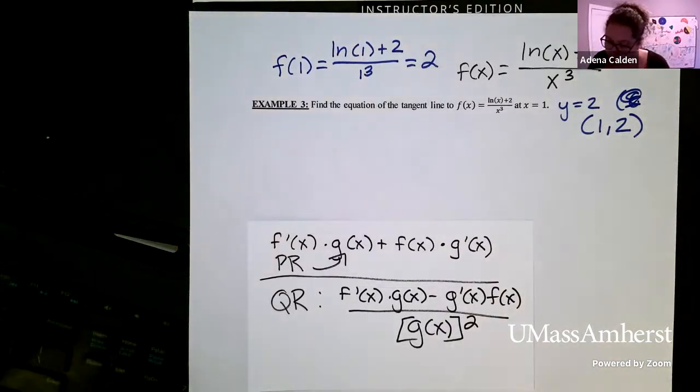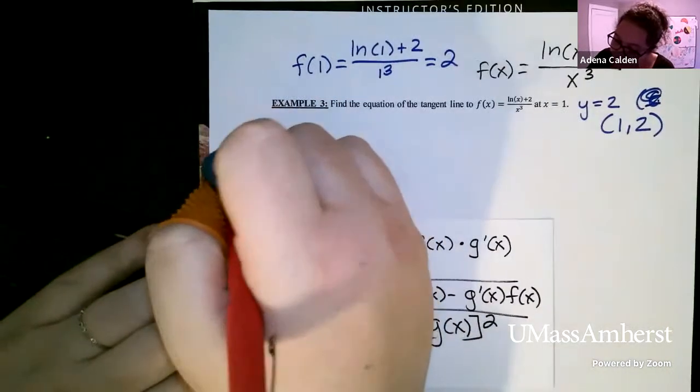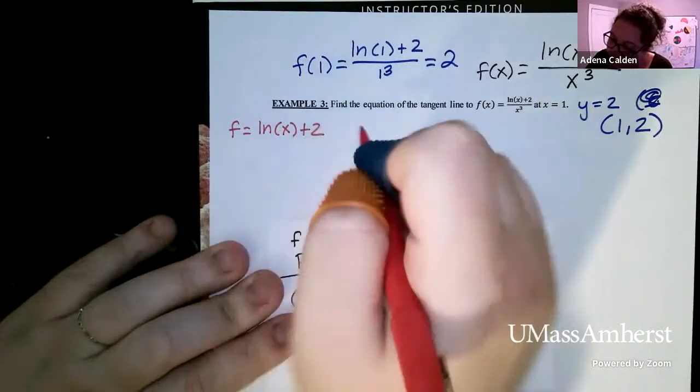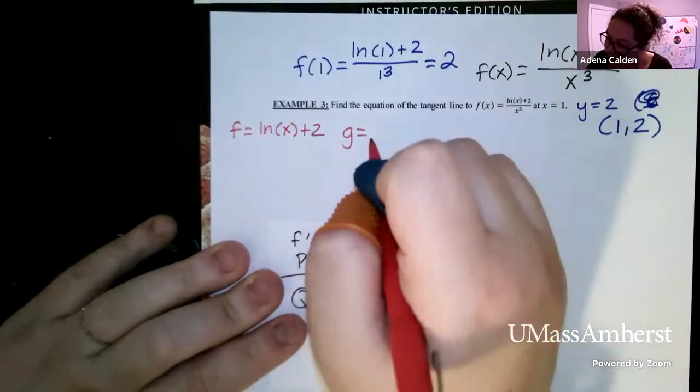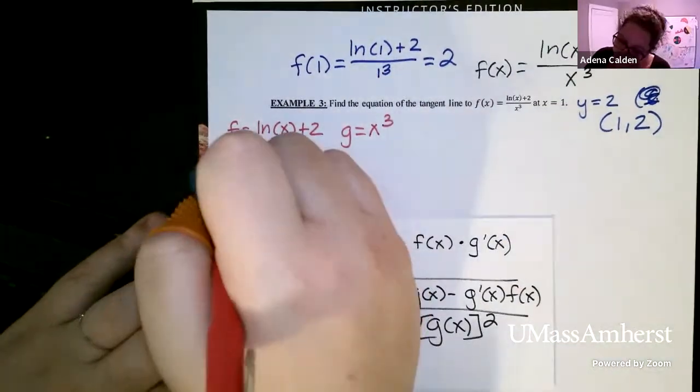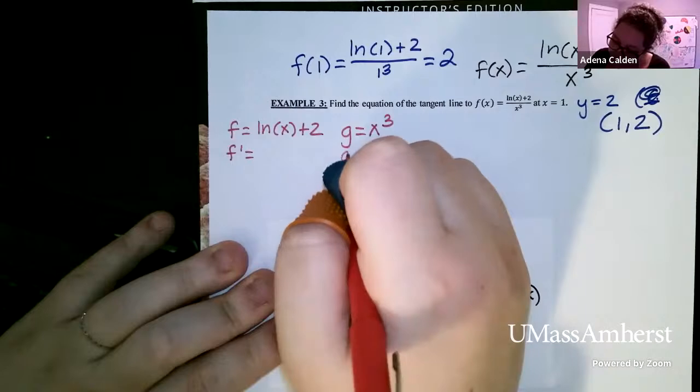So our top function is going to be our f, which is the natural log of x plus 2. And our bottom function will be our g, which is x cubed. We want to find each of their respective derivatives.